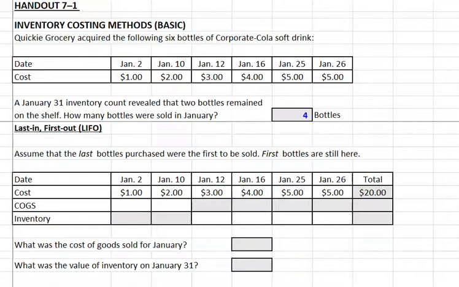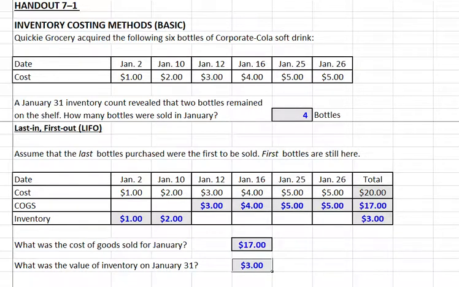From a last in, first out perspective, we're going to start on January 26th and then move to the 25th, the 16th, and the 12th. So, the first bottle we sell, we will assume we purchased on January 26th for $5. The next one will come from January 25th, then the 16th, and then the 12th. We add up the cost of the items acquired on those days, and we're going to have cost of goods sold of $17, which means ending inventory will be valued at $3. And once again, we can prove that out because we've got one bottle from January 2nd at $1 and a bottle from January 10th at $2. So cost of goods sold of $17, ending inventory of $3.